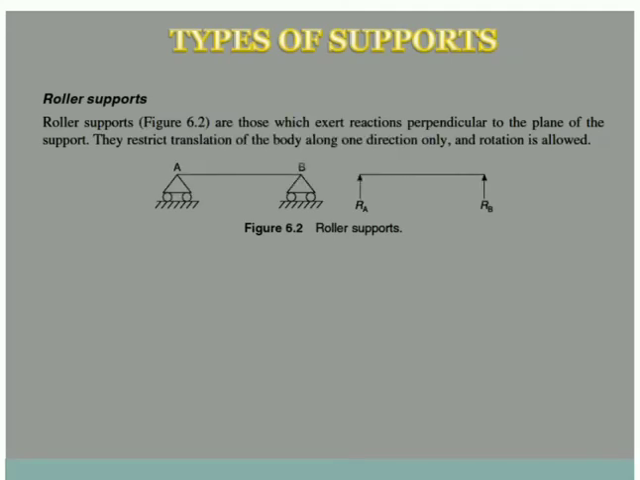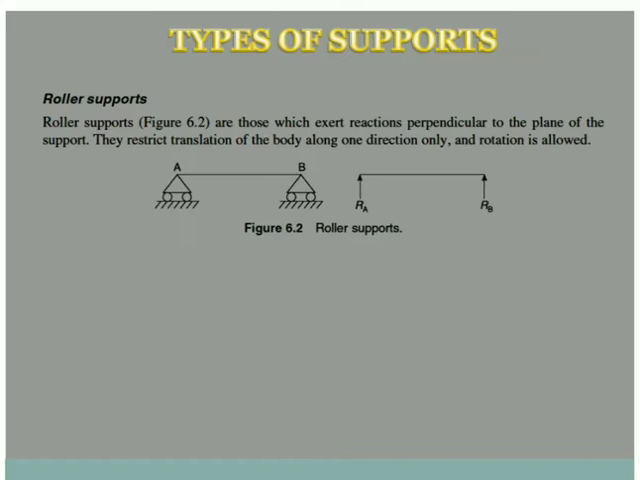So, the next type of support which we will be studying is the roller support. Okay, so see here, the notation will have rollers below the support. Roller supports are those supports which exert a reaction perpendicular to the plane of the support. They restrict translation of the body in one direction only, and rotation is allowed. So it is very much similar to your simple support, only here we have a roller.